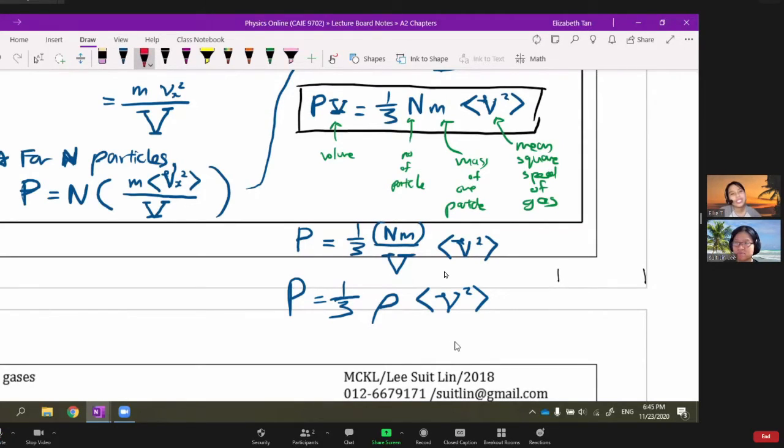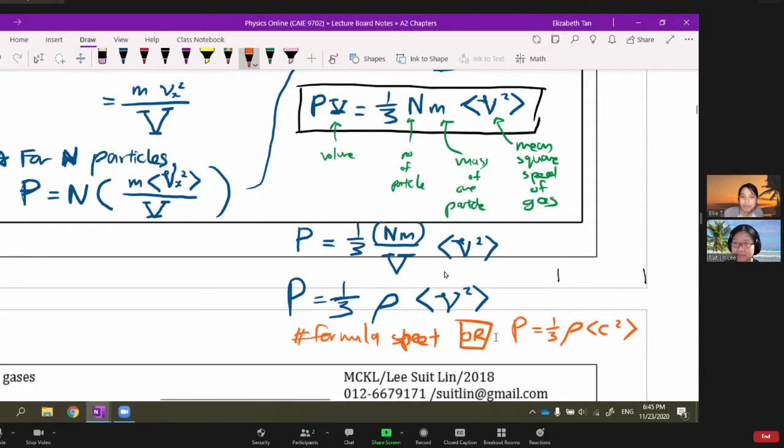Wow, why they use c? Why so different? Sometimes they use c, sometimes they use v. They tend to use c more than they use v in this context. But then if it's in the 1/3 Nm v square one, I don't know, they're not consistent, okay? So the formula sheet is given, but the formula sheet writes it this way, 1/3 rho c square. They mean the same thing. The mean square speed, okay?